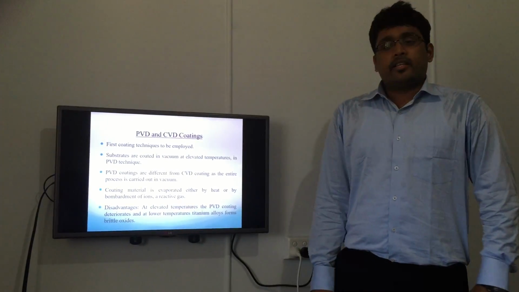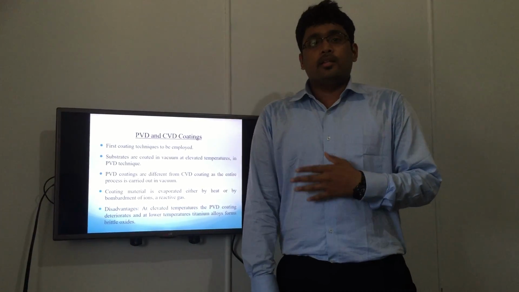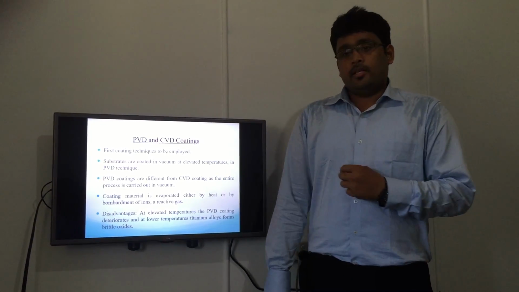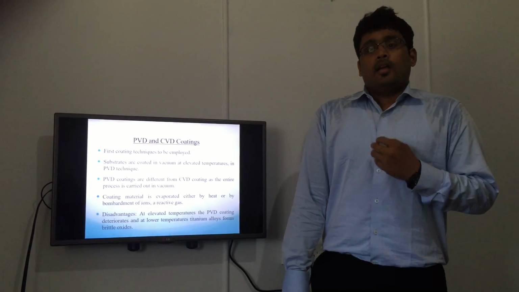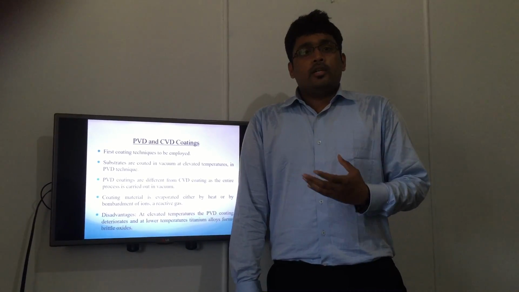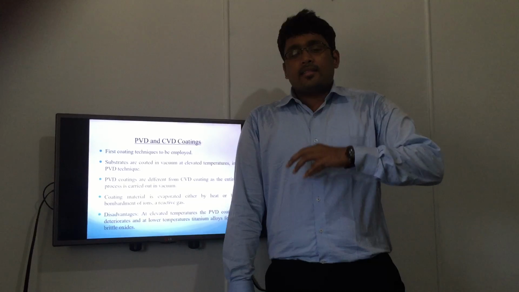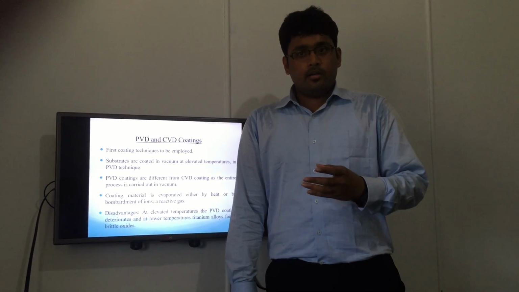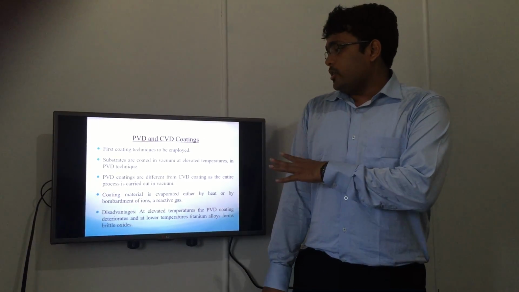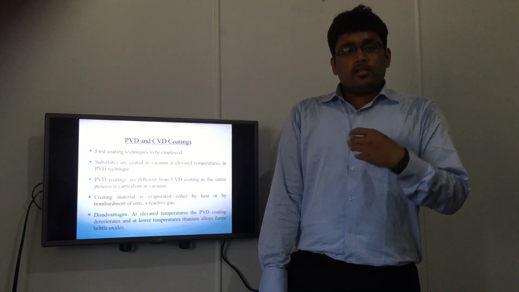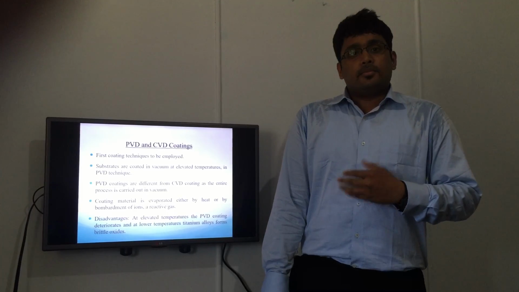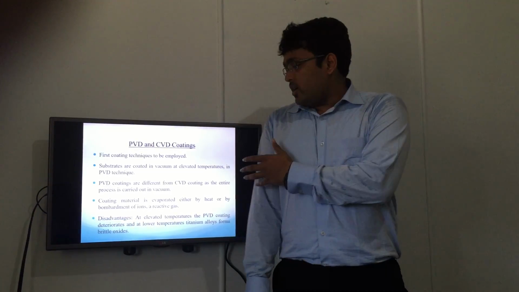So the different coating techniques. The first coating techniques that were developed were PVD and CVD coatings. PVD, physical vapor deposition, is the first thing I'm going to explain now. In PVD coatings, the substrate is coated in vacuum. The gases are loaded into the chamber and then they are heated at elevated temperatures. Here reactive gases are used because they form an oxide with the metal vapors, and then it enhances the substrate.